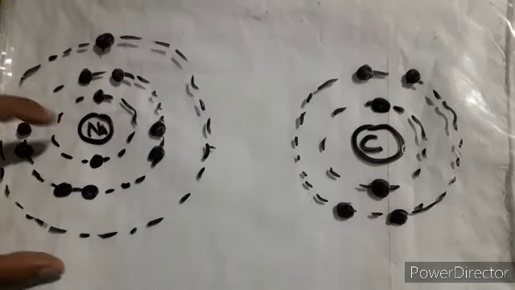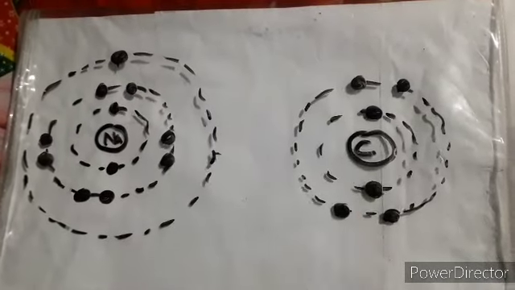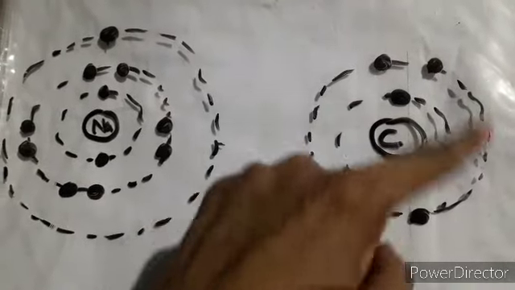Right? So this is the one case. Now just focus on the other case. When the atomic size is less, what will happen? This nucleus will exert the force of attraction on the electrons more.